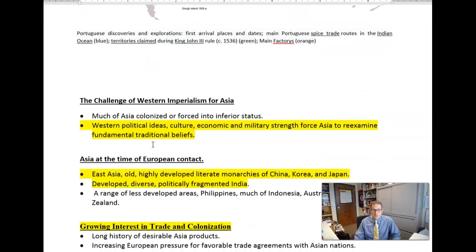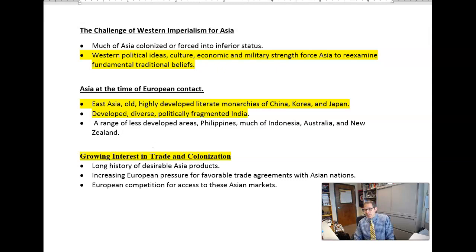So this is the beginning of a monumental transformation in Asia that happens slowly at first, but will gather speed as Western political ideas, cultural ideas, economic ideas, military strength all begin to force Asia to re-examine fundamental traditional beliefs and begin to shake Asia in some way. Again, it starts slowly at first, but gradually gathers momentum and eventually causes major transformative changes within Asia.